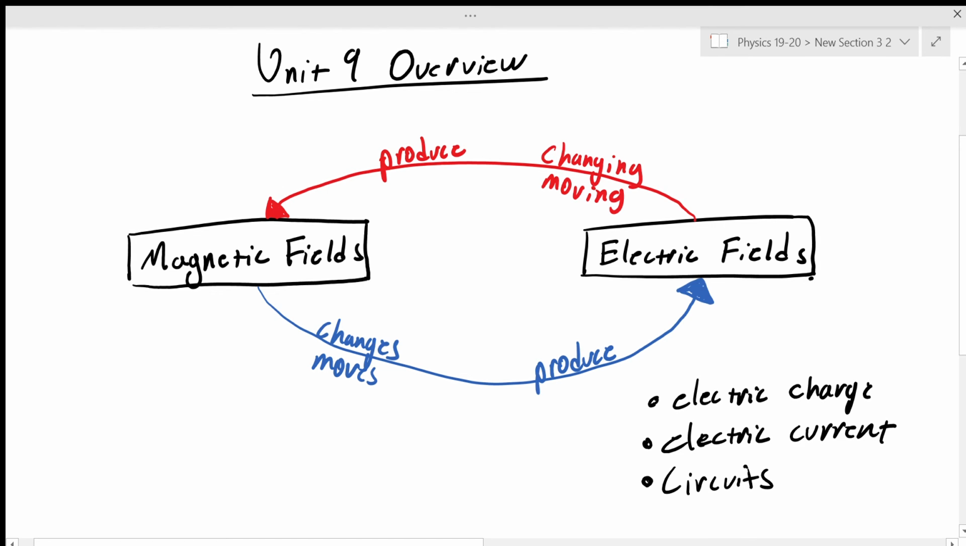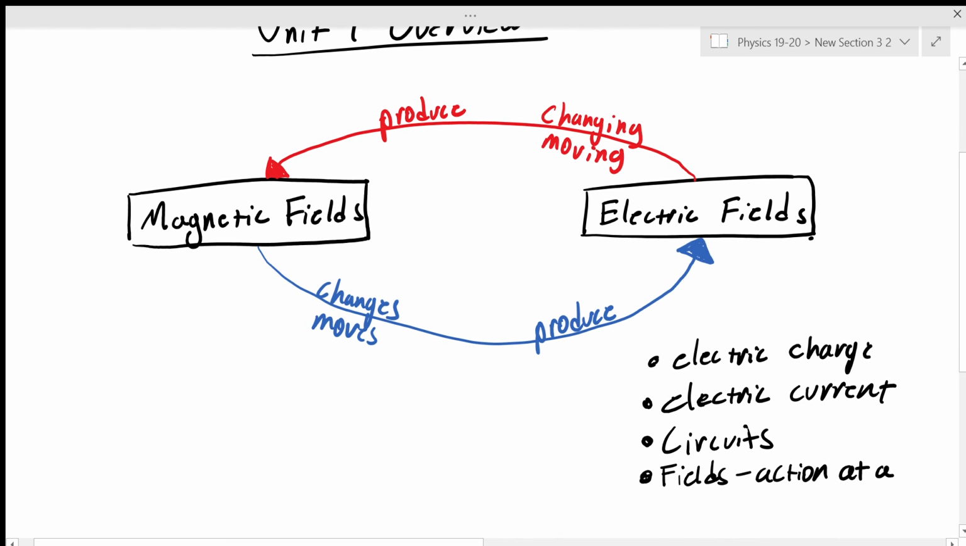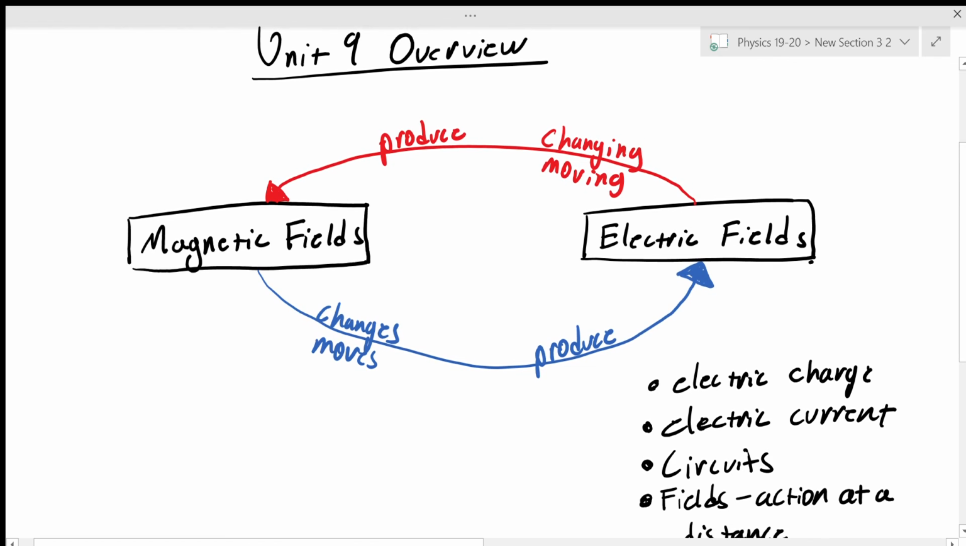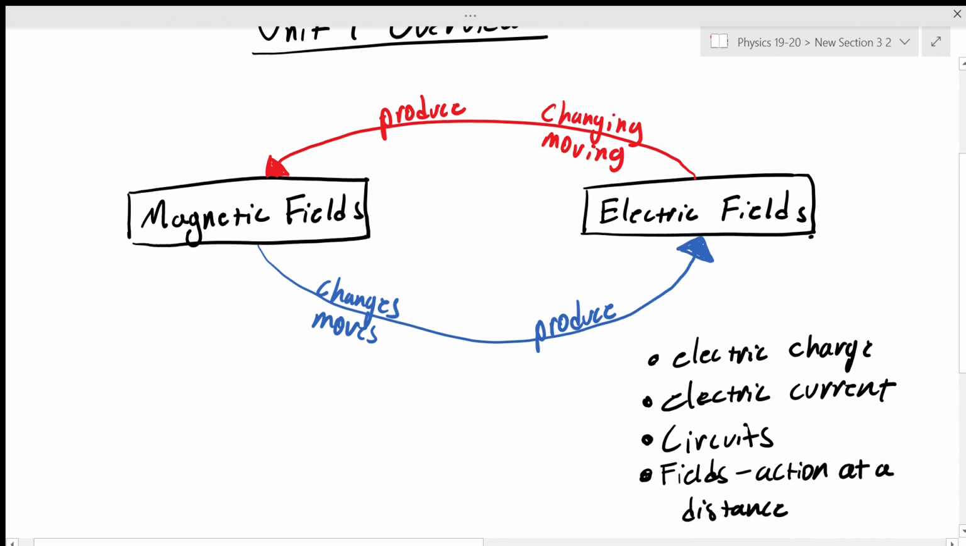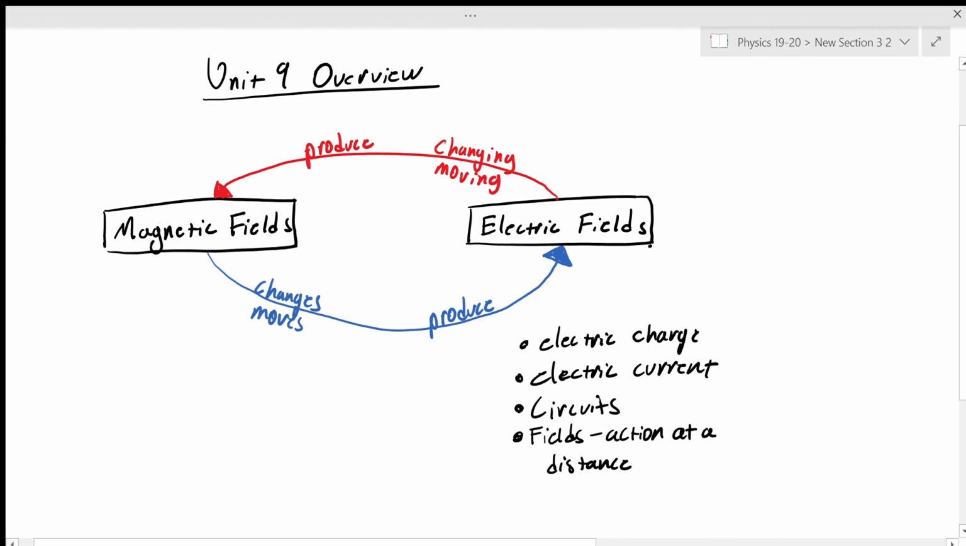All right, so these ideas are related to the ideas of electric charge, electric current, and just that idea of fields and action at a distance. Okay, so this is the overview of the topics that we'll be looking at in Unit 9. Let me zoom out here so y'all can see the big picture and get ready for my next video.